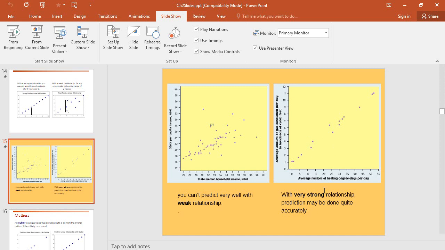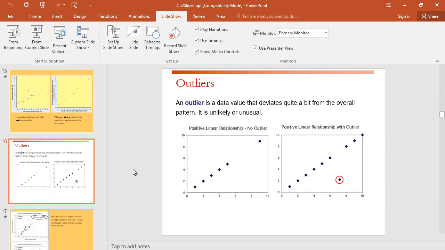So we see that there is a very strong relationship in the second scatter plot. In the first scatter plot, even though there is an overall linear positive pattern, this is a relatively weaker relationship.